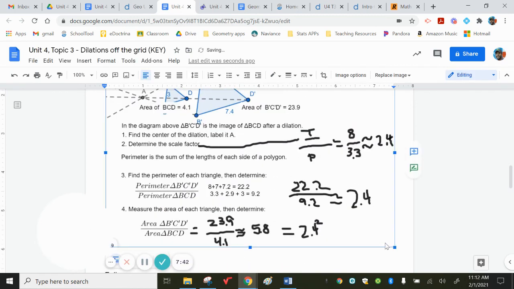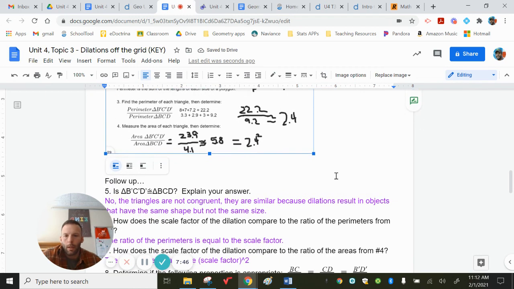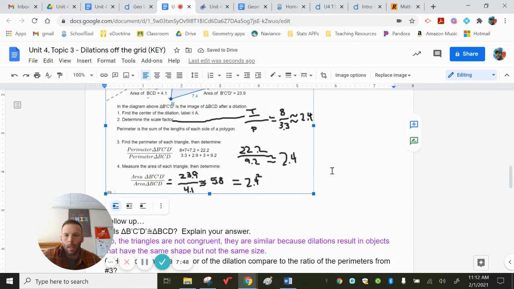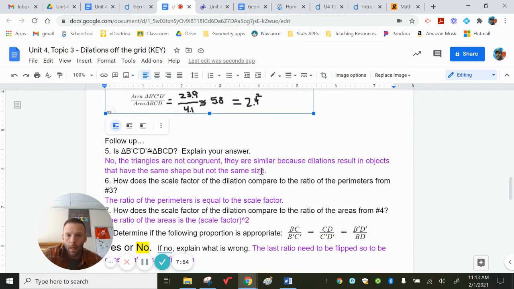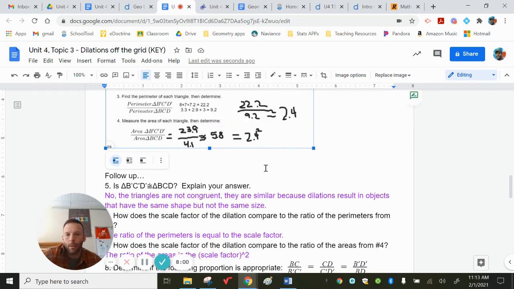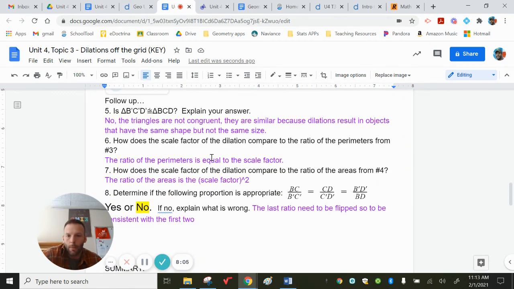Let me resize a little bit. Okay, now a couple follow-up questions. Did this dilation produce 2 triangles that were congruent to each other? I said, no, the triangles are not congruent because they are similar, because dilations result in objects that have the same shape but not the same size. So these triangles are not congruent to each other. Instead, they are similar to each other.